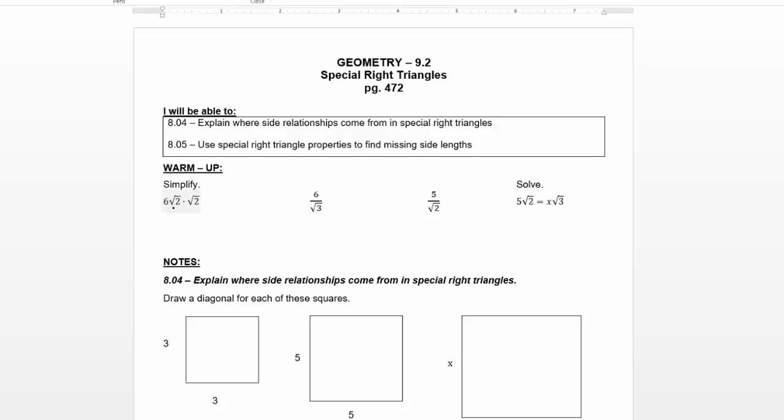Multiply 6 root 2 times root 2. When I multiply an expression with square roots together, I can multiply what's under the square roots together, I can multiply what's outside together. So I think this is 6 times square root of 2 times 2, which is 4. Square root of 4 is 2. 6 times 2, that's 12.